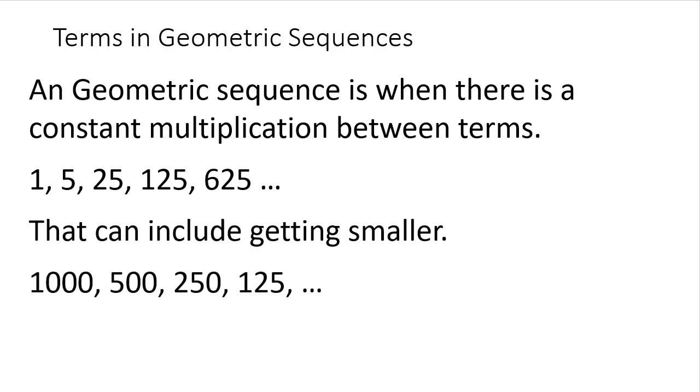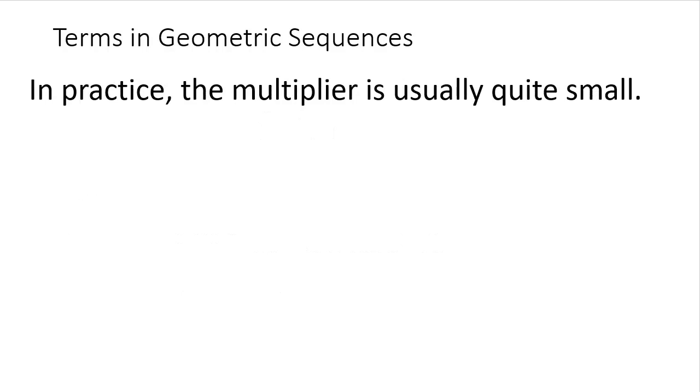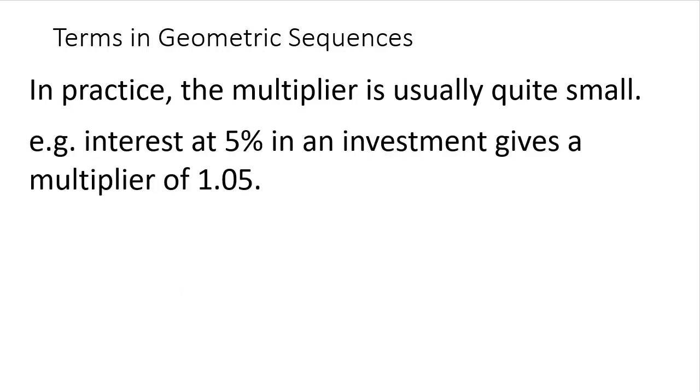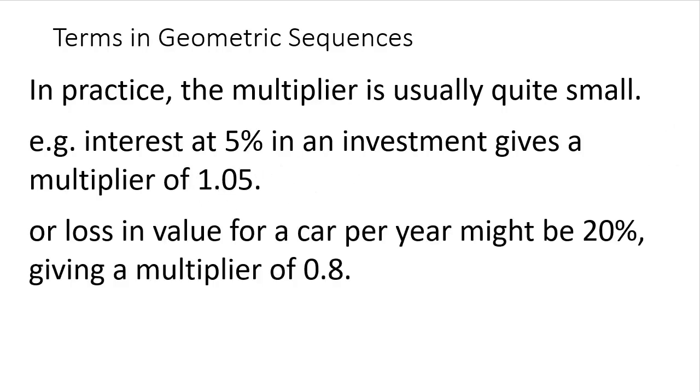We can also go down, halving in this case. In practice, the multiplication factor is usually quite little. So typically, it might be 5% interest. That will give a multiplier of 1.05 because you're adding 5% onto 100%. Or you might be losing value. If you're losing 20% a year, the multiplier is 80%, 0.8.